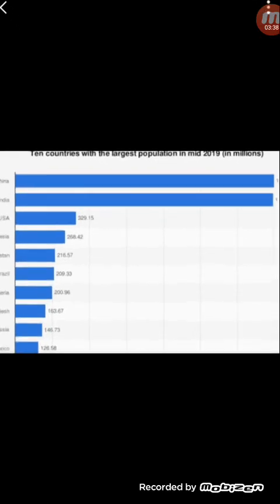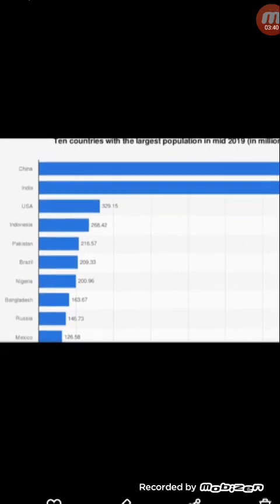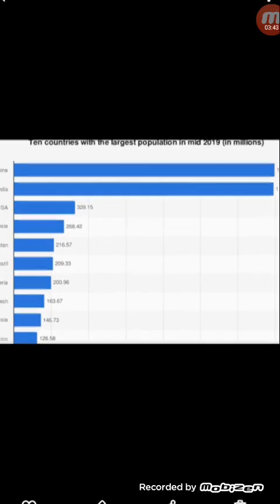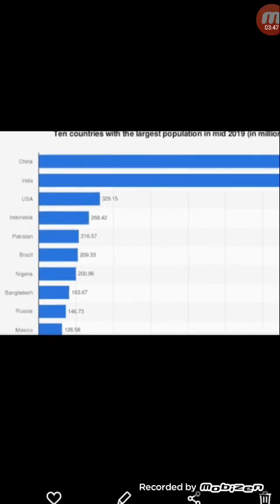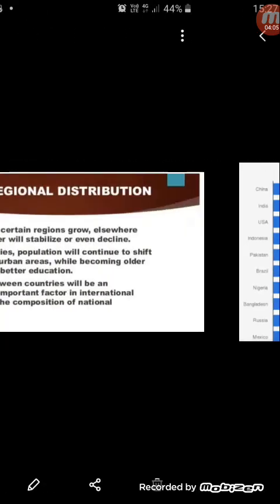Now, here in this graph, we have seen the 10 countries with the largest population in mid 2019 in millions. So we see that China has the highest population. Then after that we have India. After that it continues, and the positions are taken by USA, Indonesia, Pakistan, Brazil, Nigeria, Bangladesh, Russia, and lastly Mexico. So these are the 10 countries with the highest population in mid 2019 in the world.